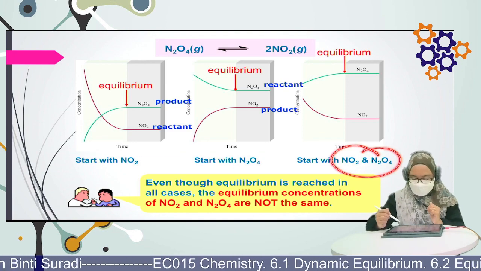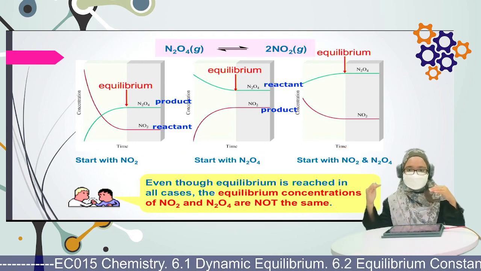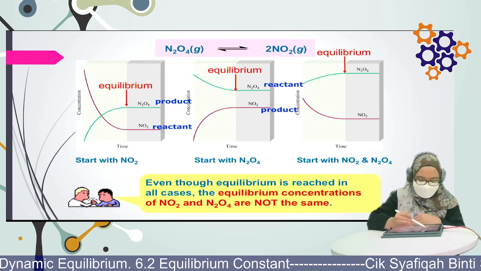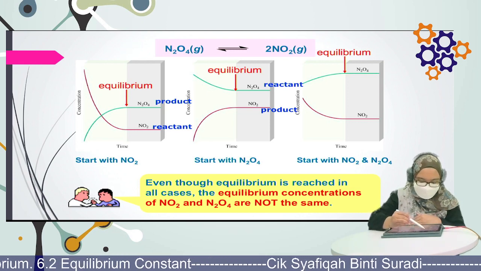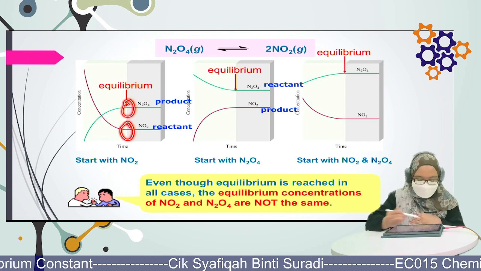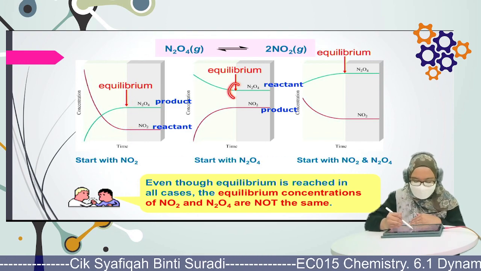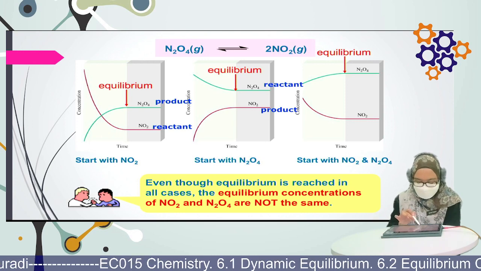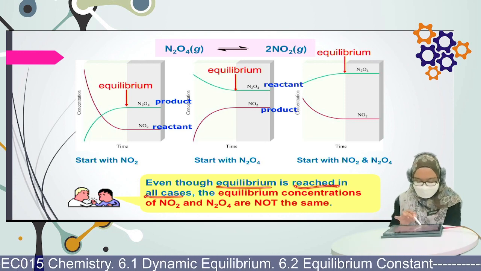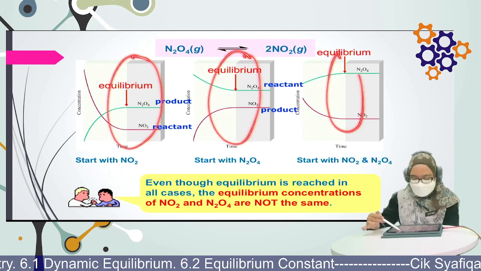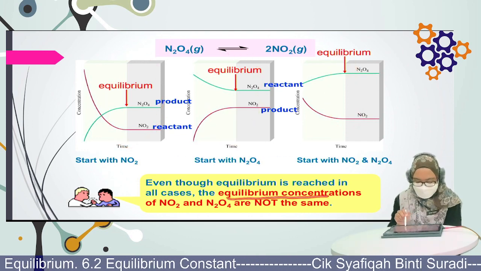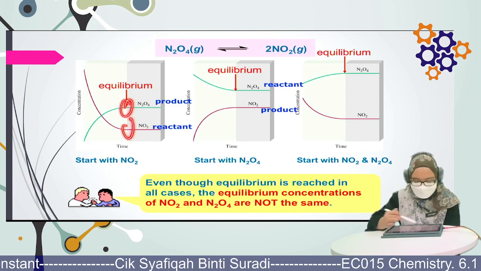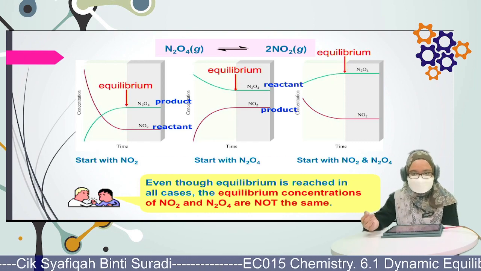Okay, so if we start with both NO2 and N2O4, it means the reverse and forward reactions happen at the same time. So this is our graph. The marked point here means it has reached equilibrium. Alright, here I want to stress that even though equilibrium is reached in all cases, so here all of them have reached dynamic equilibrium, the equilibrium concentrations of NO2 and N2O4 are not the same. Look here, the concentrations are not the same. Each reaction is different.